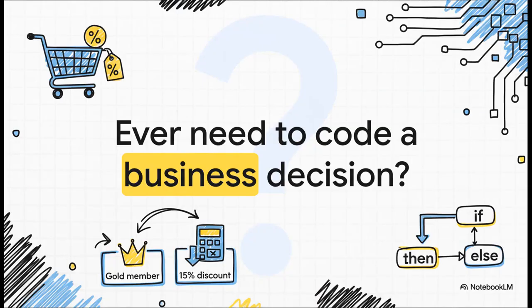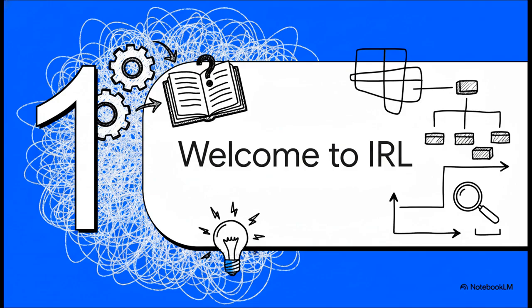Just think about it for a second. How do you take a simple business policy, something like gold members get a 15% discount, and actually turn that into code? Code that a system can run reliably thousands of times a day without a hitch? Well, that is the exact problem a business rule language was made to solve. And that's where IRL comes into the picture.